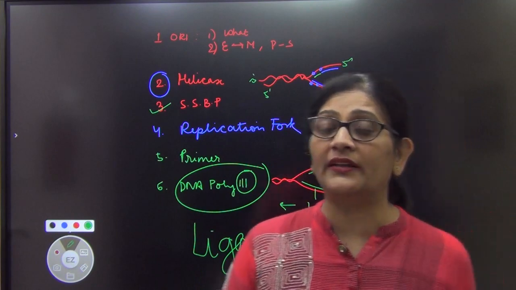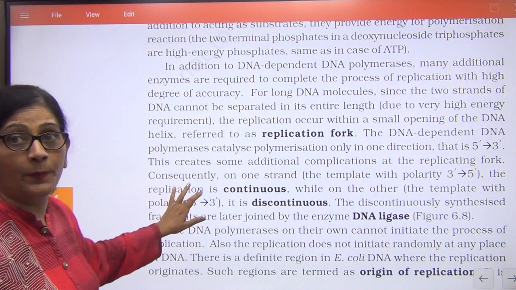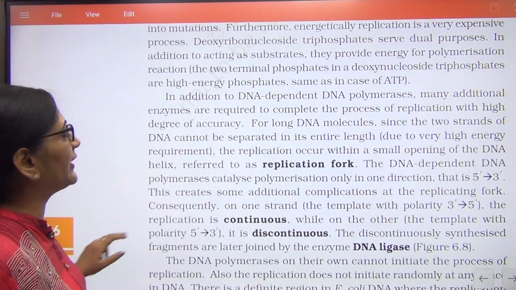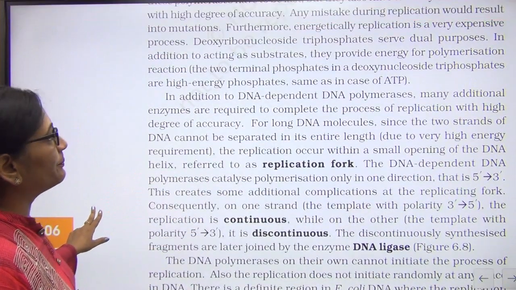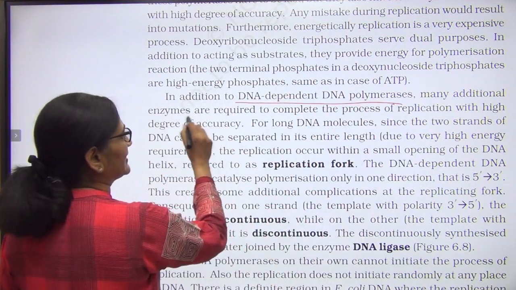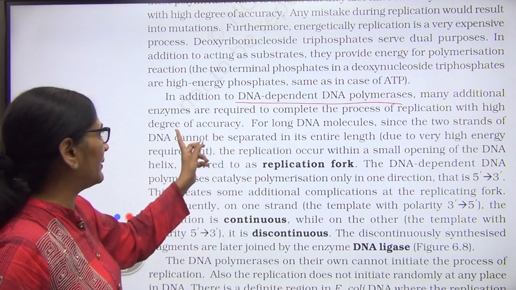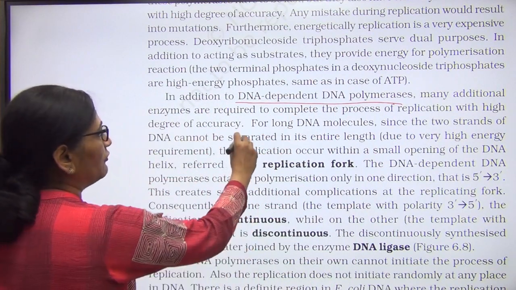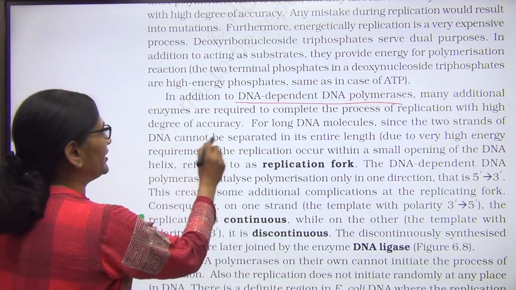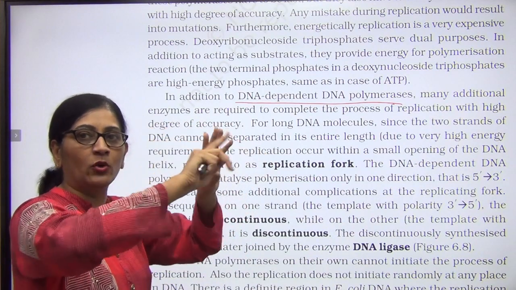So let us have a look at the NCERT to see what is found over there. Open page 106 of your NCERT. You can see, besides DNA dependent DNA polymerase, many other enzymes are required to complete the process of replication with accuracy. For long DNA molecules, since the 2 DNA strands cannot be separated in the entire length, you cannot separate both the DNA first.